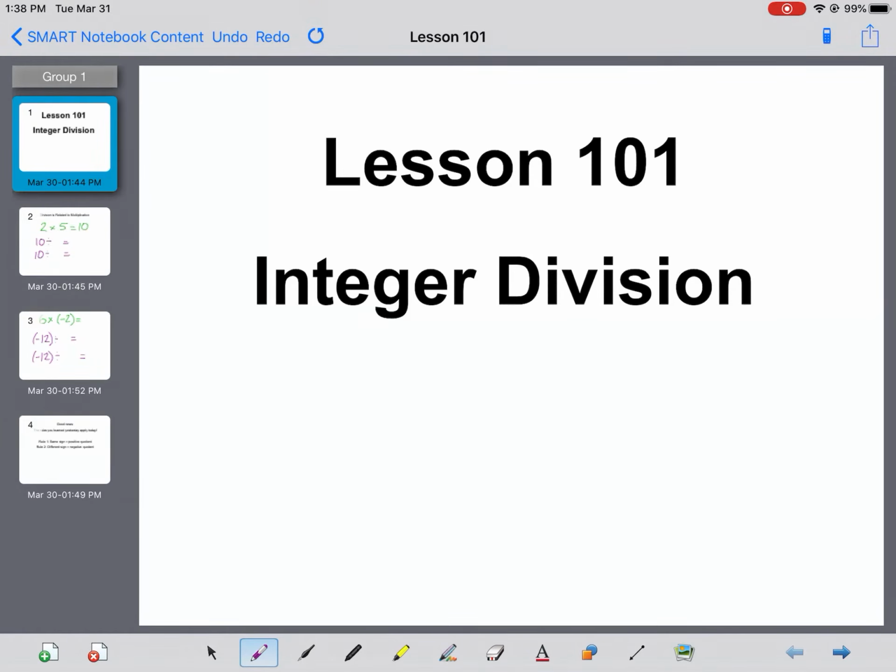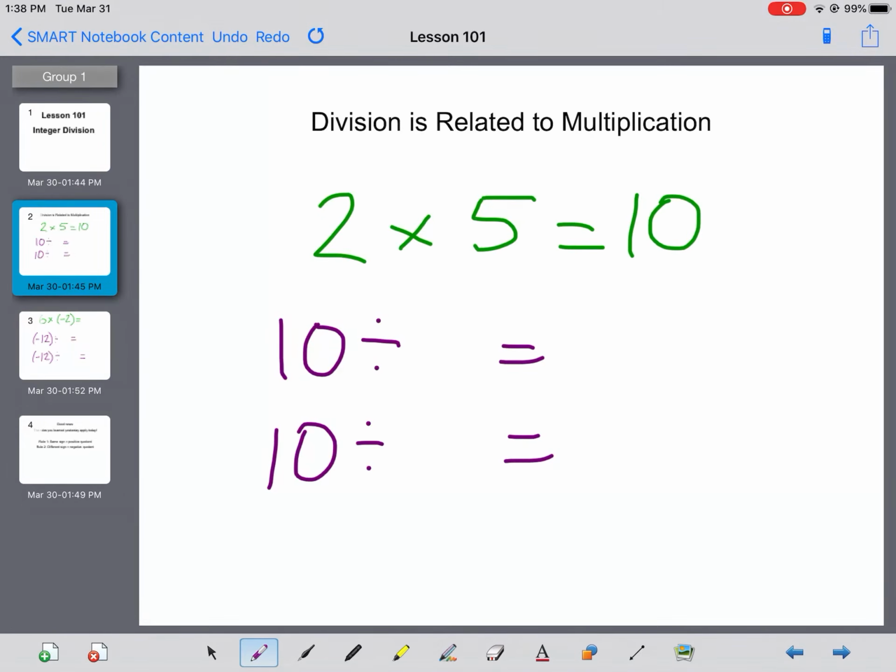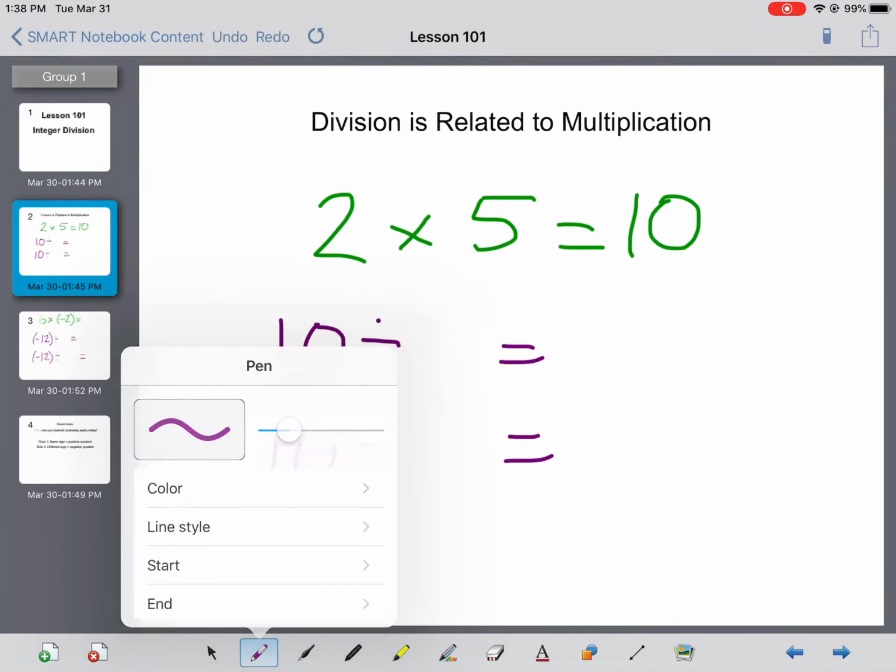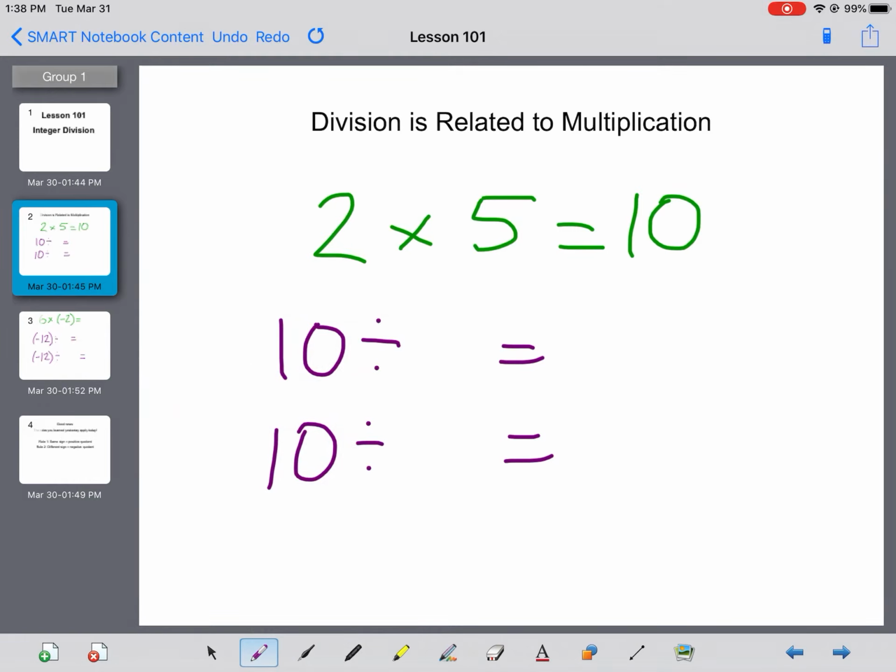Here we are, ready to go on lesson 101, integer division. We are going to start today's lesson by doing something that once again should be a bit of a review, but it is going to connect really nicely to what we're going to be talking about today with integer division. So, division is connected to multiplication.